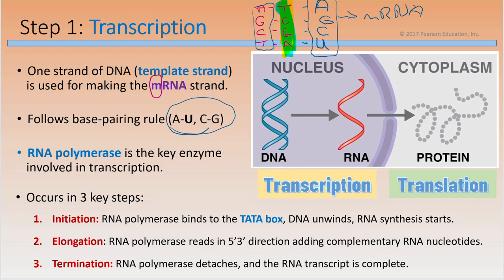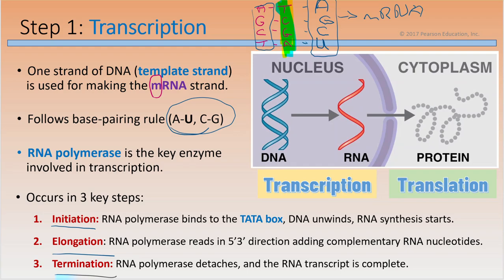There are 3 steps that take place during transcription. Please note that these steps are the same as in translation, except they're going to have a few small differences. But all 3 steps are going to be called IET: initiation, elongation, and then termination.